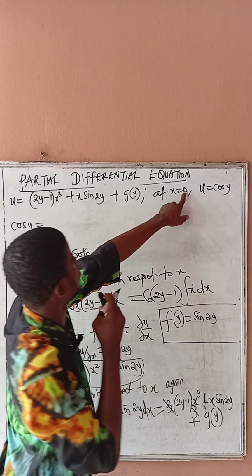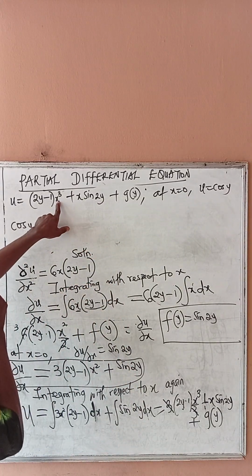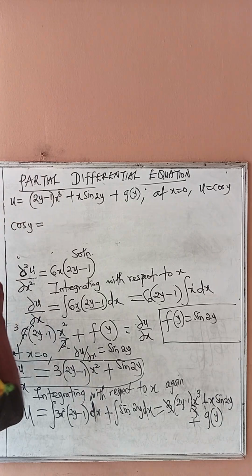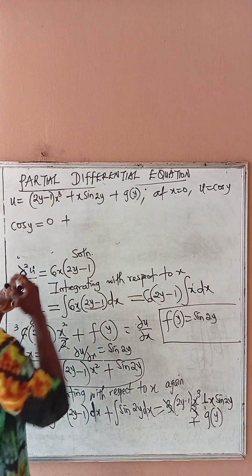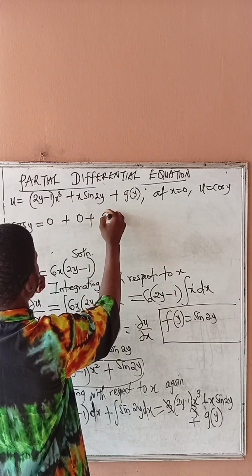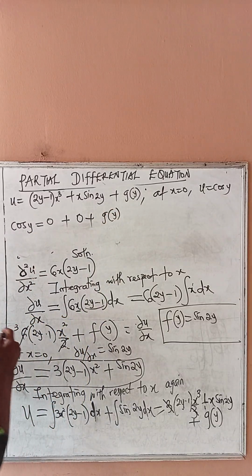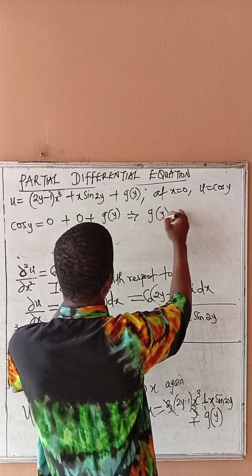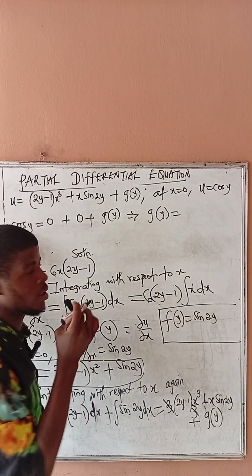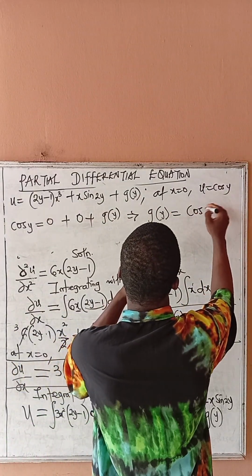Then x is what? X is 0. If I plug in 0 here, everything here becomes 0. Everything here becomes what? 0. This becomes 0. Then I'm left with my g of y. So what does this mean? This implies that g of y is equal to cos y, right? So that is it, cos y.